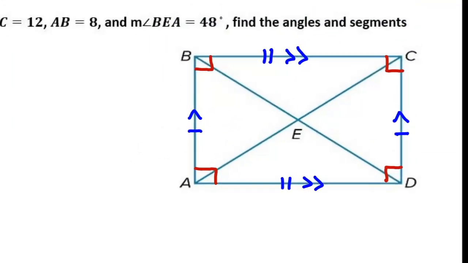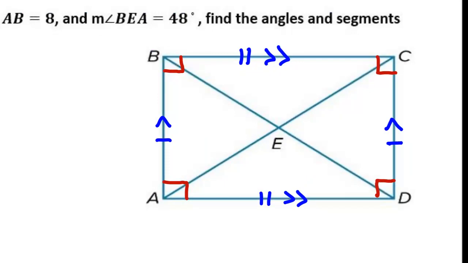And then I also know that in addition to those diagonals bisecting each other, those diagonals are also congruent to each other. So BE is the same size as DE, but it's also the same size as AE and CE. All 4 of those little half diagonals are congruent because it's a rectangle.